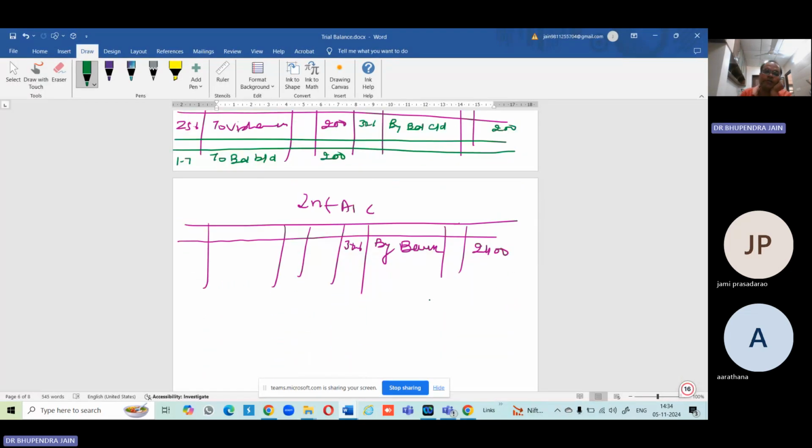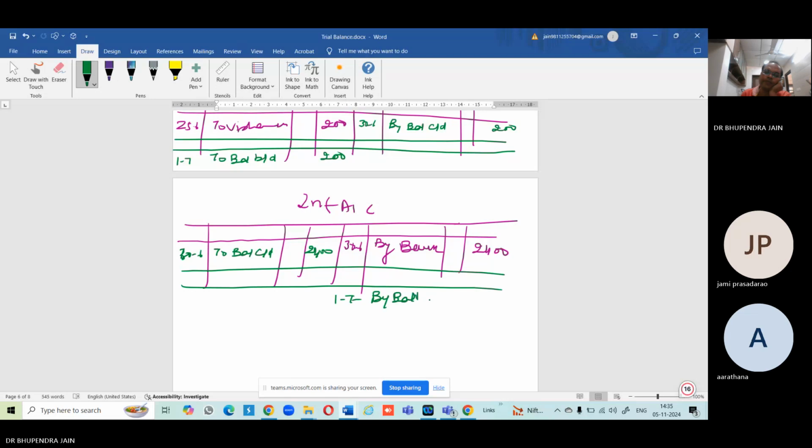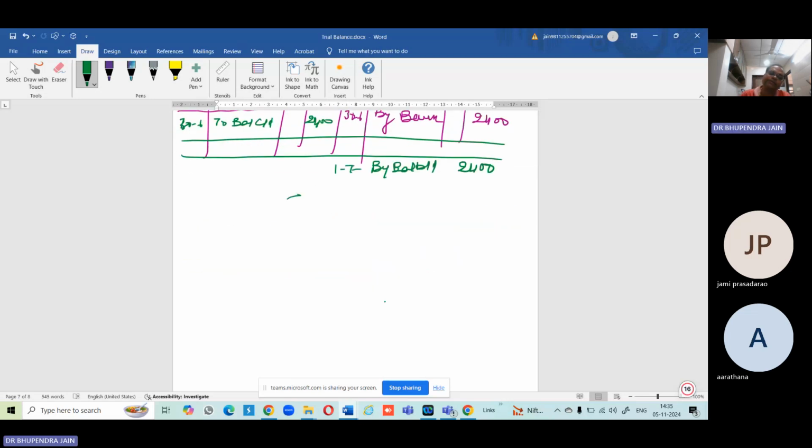Now this is the interest received account. On 30th June, to balance c/d 2,400, and on 1st July, by balance b/d 2,400. This is called the balancing of accounts. After preparation of the ledger, we have to balance all the accounts. Now we will prepare the trial balance.